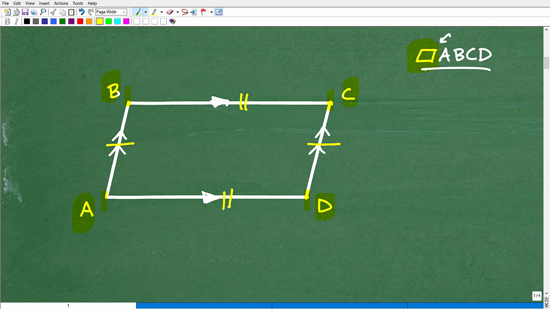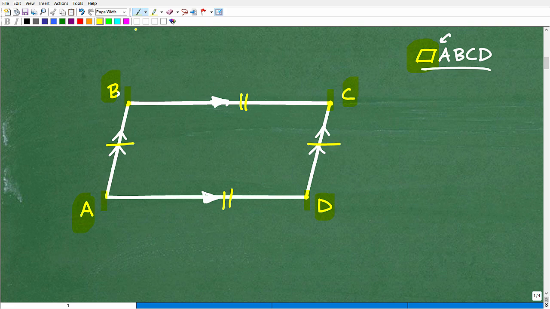Now notice I'm using, just like what I did with the arrows, two arrows here and two arrows here so as not to confuse that this side is parallel with this side. Okay, so you have to be very specific. So 1 and 1, I'm talking about these sides, and 2 and 2, I'm talking about these sides.